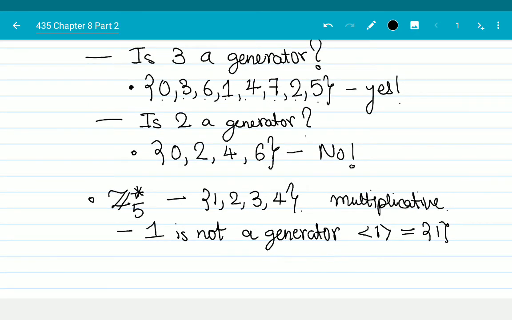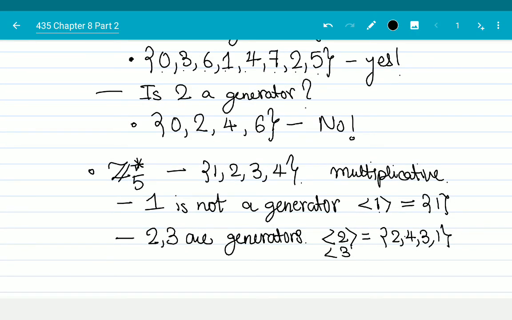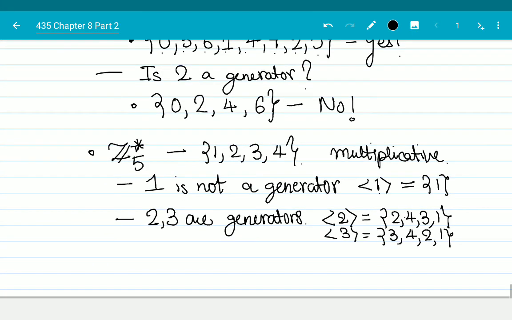The set of elements generated by a particular element also forms a group, and it is a subset of the bigger set, so it is called a subgroup. 2 and 3 are generators. 2 gives you 2. 2 squared is 4. 3 twos are 6, which is 1. 3 gives you 3. 3 squared is 9, which is 4. 4 threes are 12, which is 2. 2 threes are 6, which is 1.